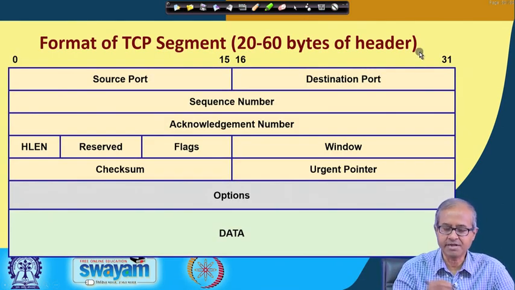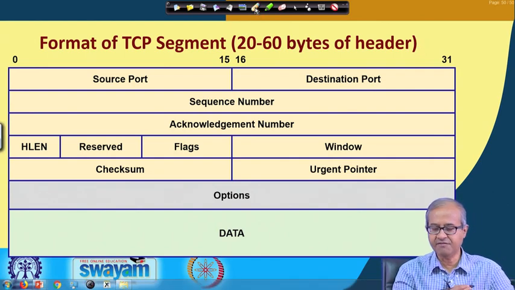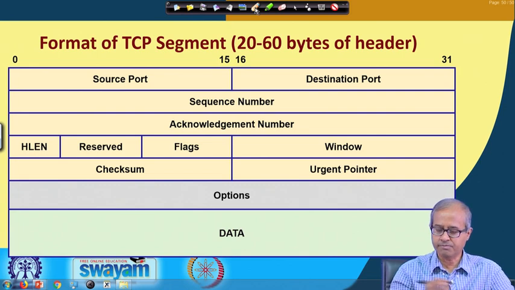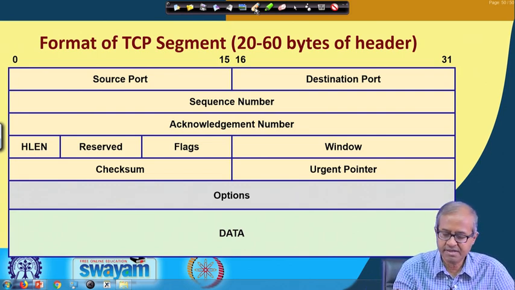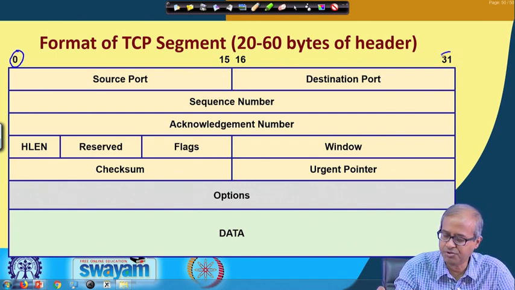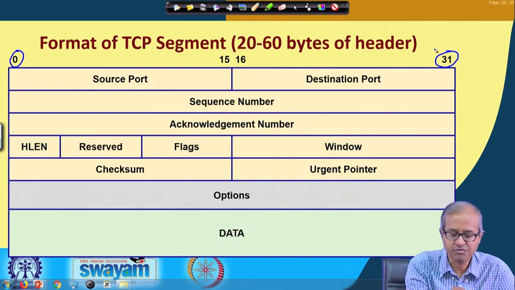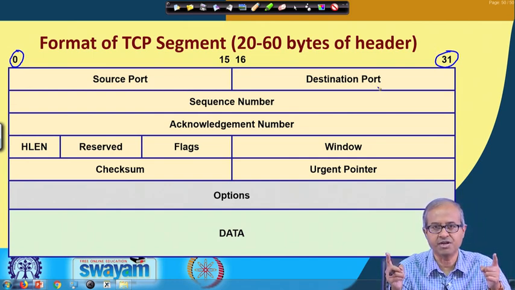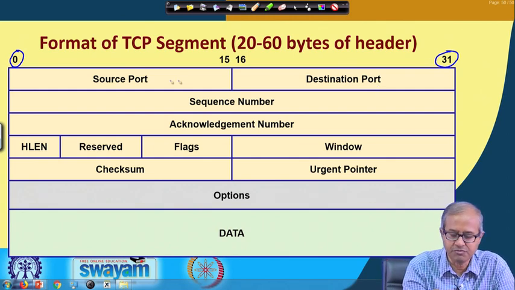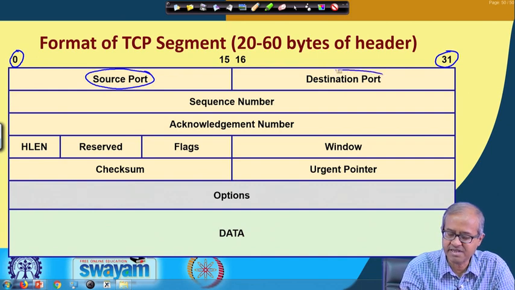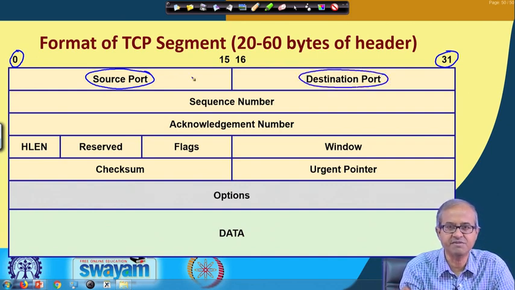Now, let us look at the header format of the TCP protocol. Just like IP, I am showing the bit numbers on top starting from 0 up to 31, which indicates that each row of this indicates a 32 bit quantity, 4 bytes. So, first you have source port number, destination port number, 16 bits each.